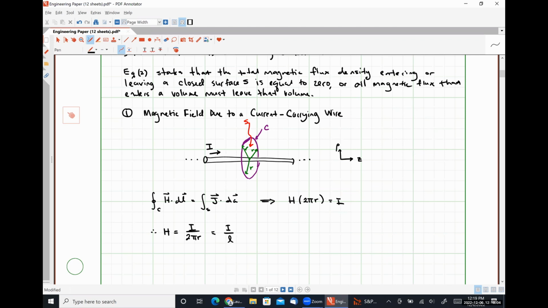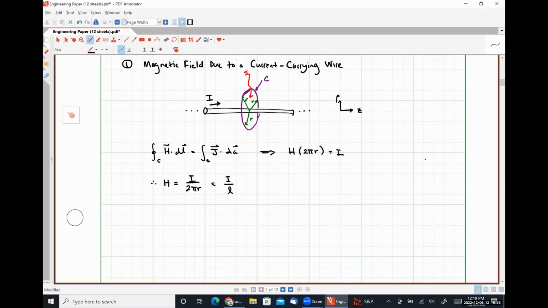But you can absolutely find the direction of the magnetic field vector by using a simple tool called the right-hand rule. Okay. So the right-hand rule works like this. You take your right hand, and your thumb is in the direction of the current and your fingers curl around to give you the direction of the magnetic field.